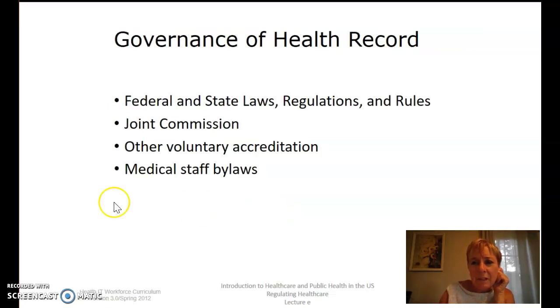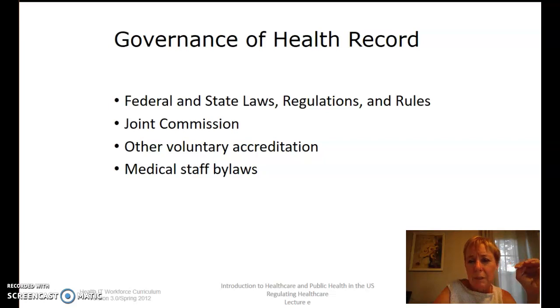The governance of the health record. Okay, the governance of the health record. In other words, who tells you what has to be put in it? And I've mentioned this several times in the last few weeks. So the health record is governed by many different agencies. They include your federal laws, your state laws, regulations that come from administrative agencies, and rules that come from administrative agencies.